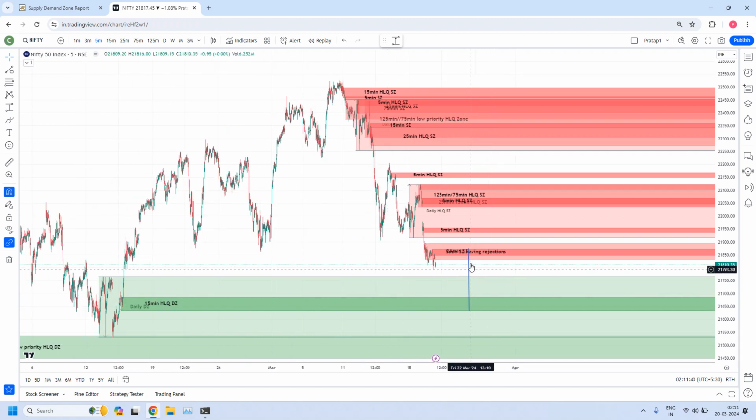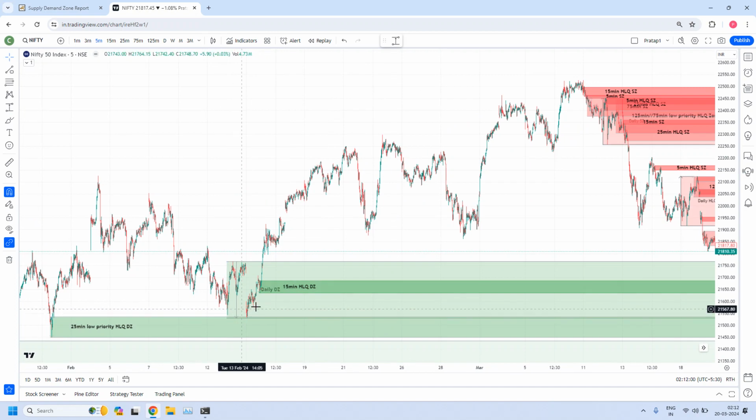And depending on the violation of one of these zones, the ranges will be changing. For the time being, I am giving you only this range. Remember, if this is violated, this is the next range. If this is violated, this is the next range. That is supply side violations. If demand side violations, if this is violated, you need to check below whether any fine-tuned zones are available.